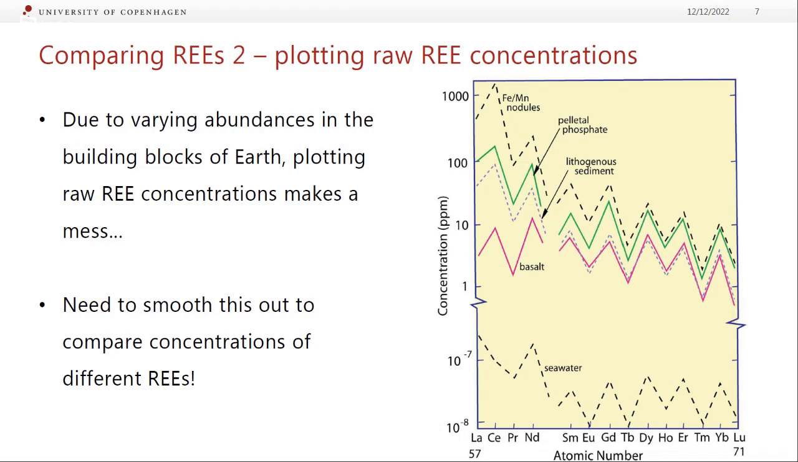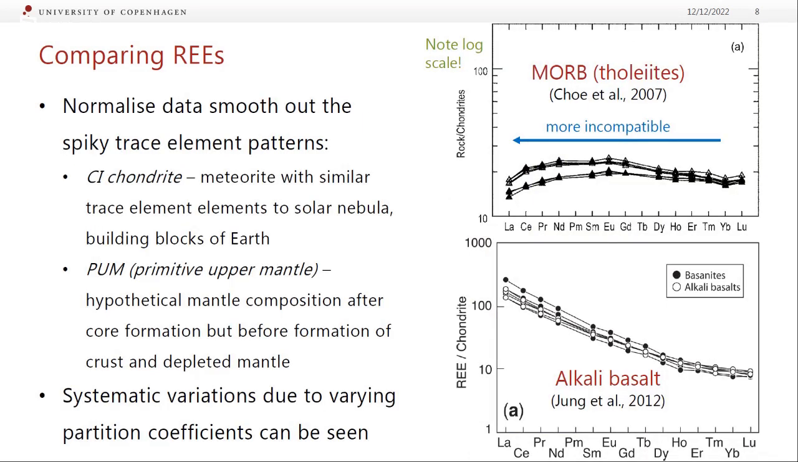sediments and basalt. So the preference is just that if it has an even number, it has higher concentration? Yes. It has higher concentration in the solar system and in the Earth as a whole. Okay. So this is absolute concentration. Absolutely. And so what we do is we normalize the data.